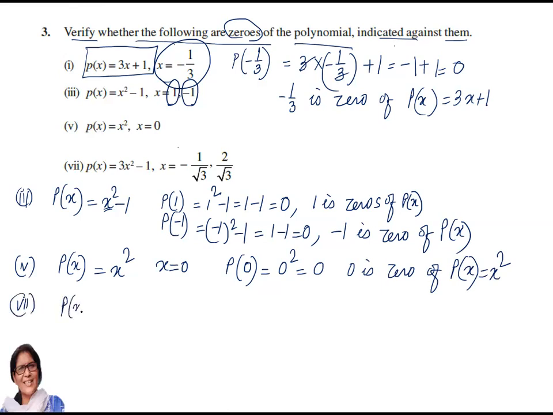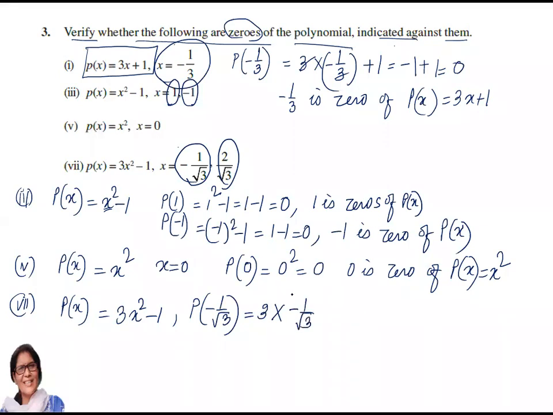Then your seventh part. px is equal to 3x square minus 1. Now there are two values, one is -1/√3, one is 2/√3. I'll put both. First I'm writing p(-1/√3). That means in place of x, I'll put -1/√3. So this will be 3 into (-1/√3) square minus 1. What is (-1/√3) square? It will be same as 1/3. 3 into 1/3, 1 minus 1 is 0. So -1/√3 is a 0.